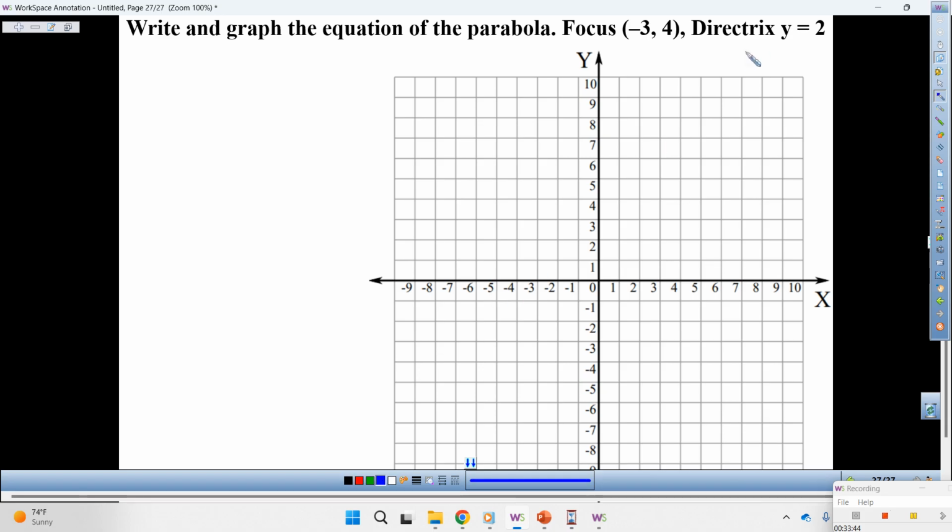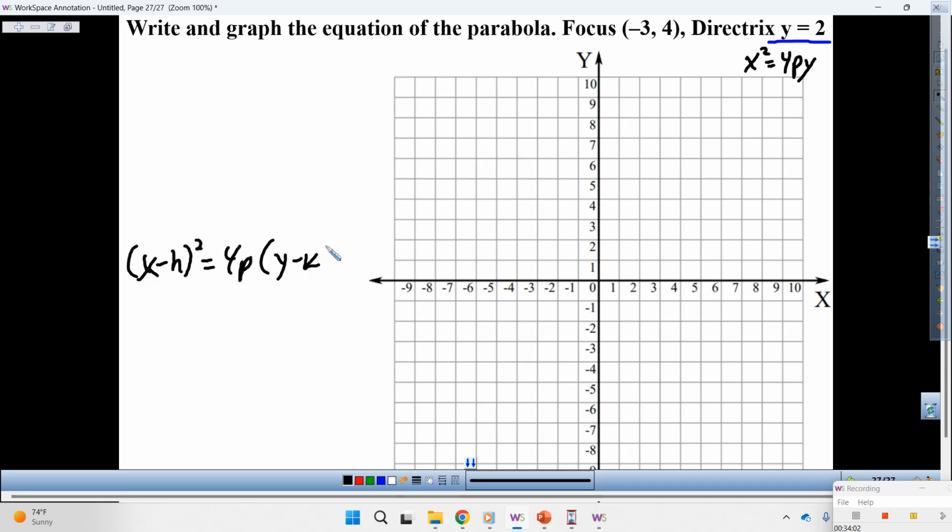So, to get us started, by looking at the directrix, y equals 2. All right, who was helping me? Let's go then with Geo. If the directrix is y equals 2, what equation comes to mind? x squared equals 4py. But since it's not going through the point of origin, now we use x minus h squared equals 4p, parentheses, y minus k.